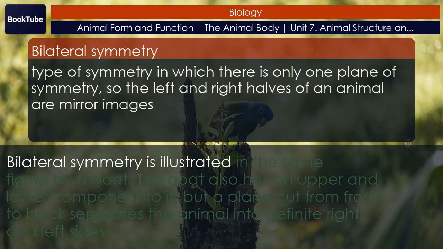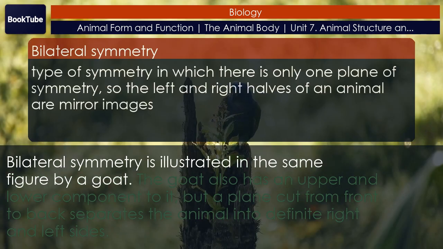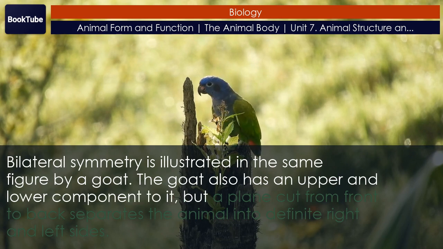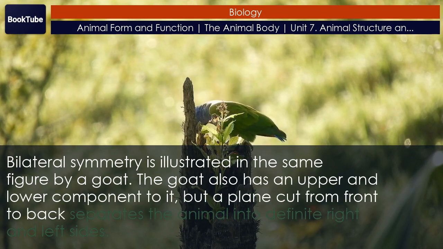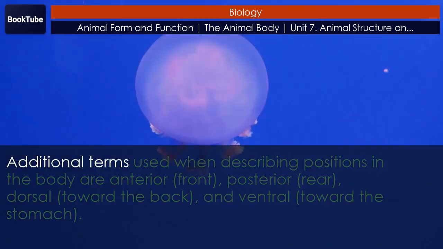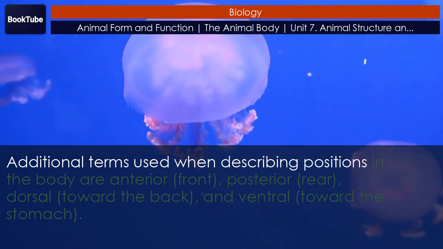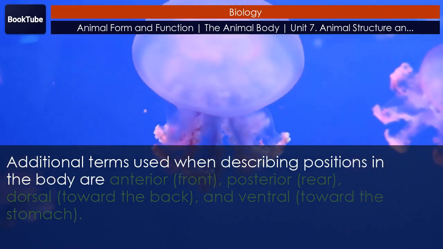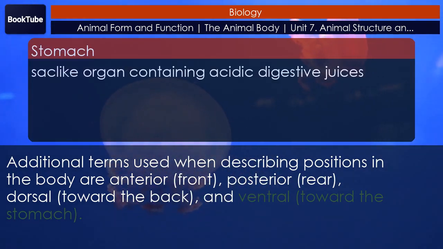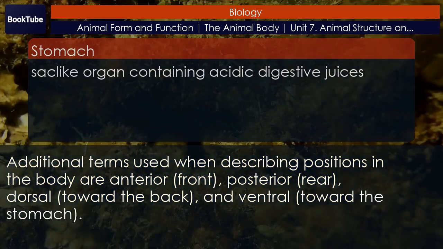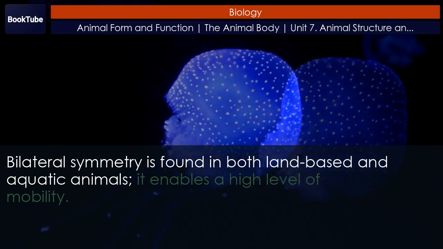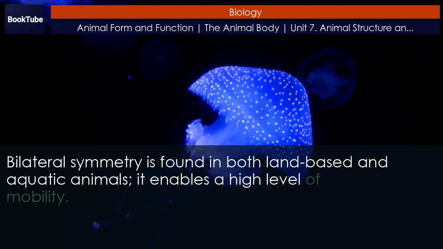Bilateral symmetry is illustrated in the same figure by a goat. The goat also has an upper and lower component to it, but a plane cut from front to back separates the animal into definite right and left sides. Additional terms used when describing positions in the body are anterior, front, posterior, rear, dorsal, toward the back, and ventral, toward the stomach. Bilateral symmetry is found in both land-based and aquatic animals. It enables a high level of mobility.